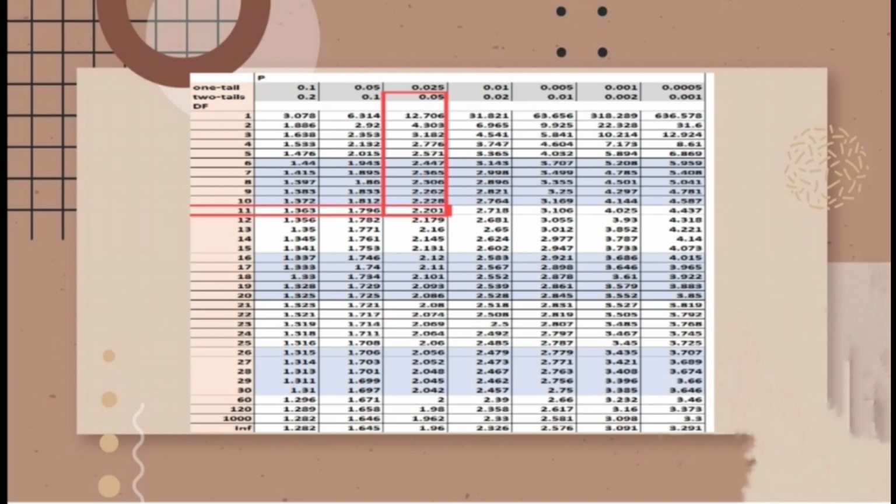Then after that, let us locate the alpha, which is 0.05, in the t-distribution table using two-tailed test, and the degrees of freedom, which is 11. The result of critical value is 2.201.